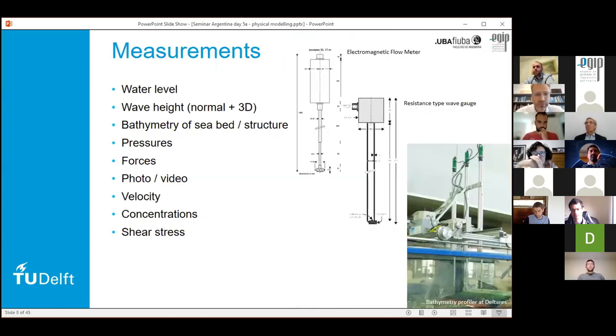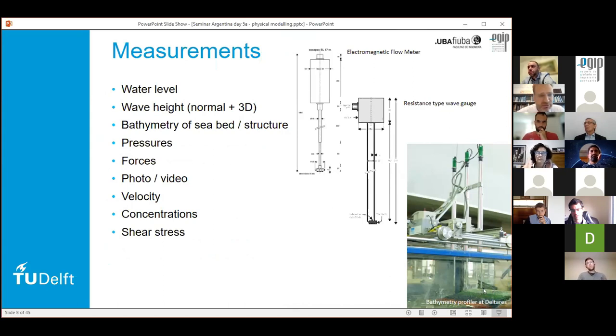So, of course, we need to make all these waves, especially in our basins. But when we make them, we also need to measure all kinds of things. And here you can see some more of the traditional measurements. So with velocities by an electromagnetic probe, wave heights with a resistance gauge, or the bathymetry of a structure.